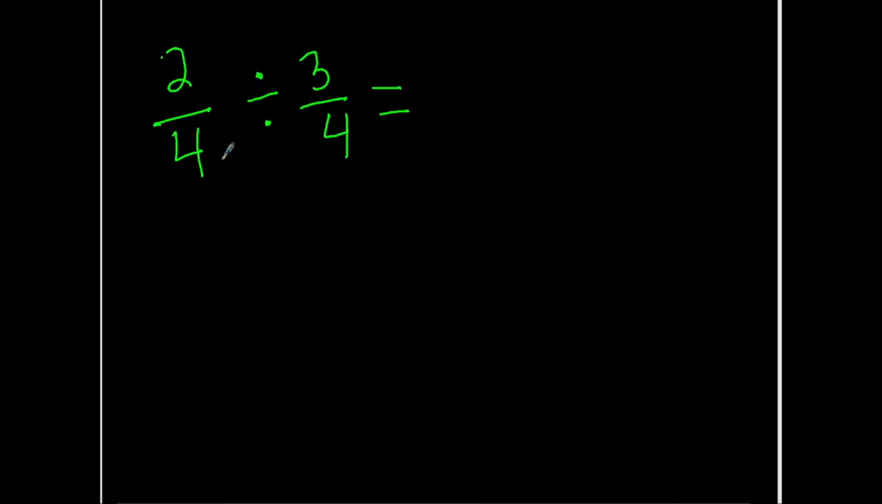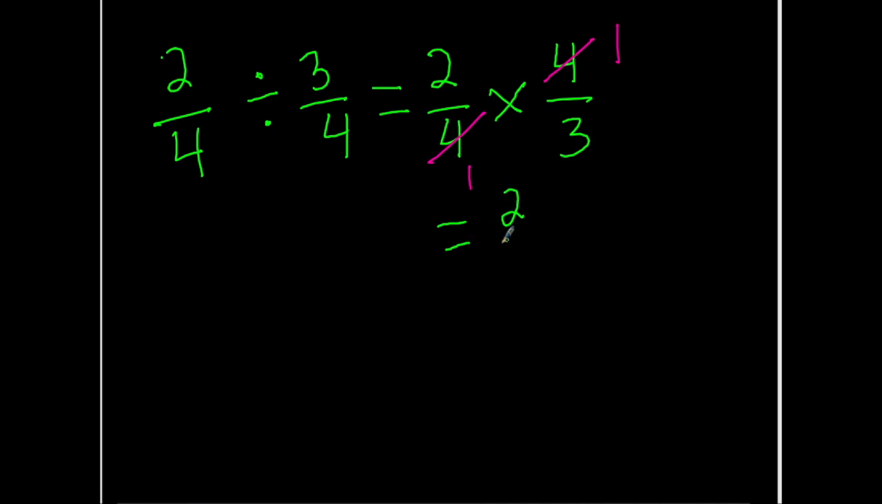The easiest way to solve this is the same problem as we did before. After we flip, we keep the first one the same, change the sign, and then flip the second fraction. You could have just simplified this 4 and this 4. 4 divided by 4 is 1. 4 divided by 4 is 1. So now this reduces to 2 over 1 times 1 over 3.